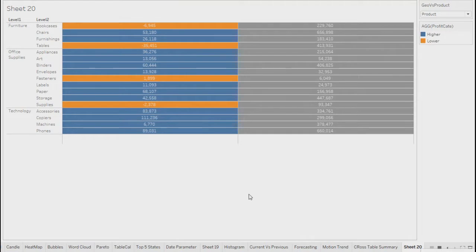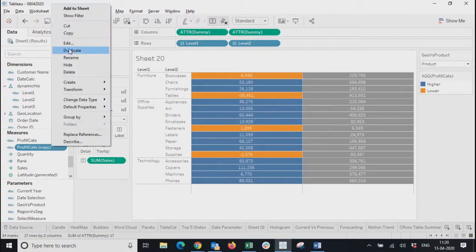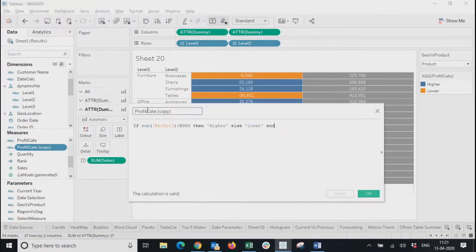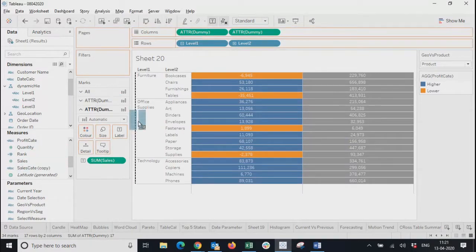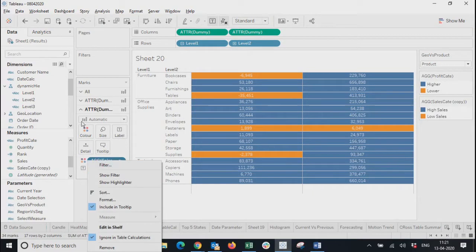You can create a similar kind of another field, edit that, name it maybe sales category, and take sum of sales, mention something else, whichever you want, high sales, low sales, and drag it on sales color, right?